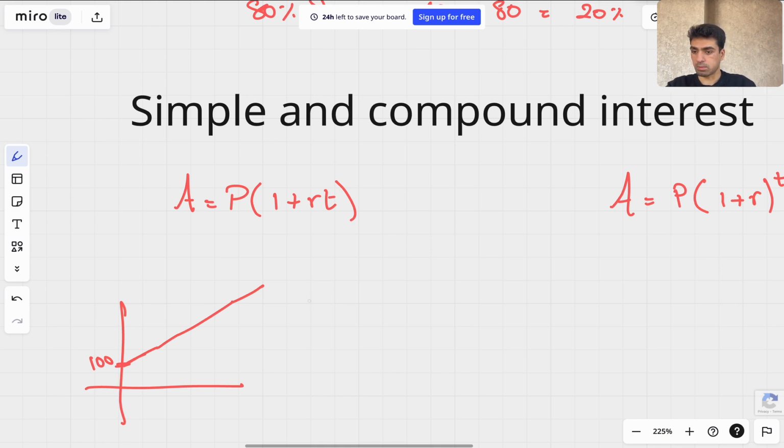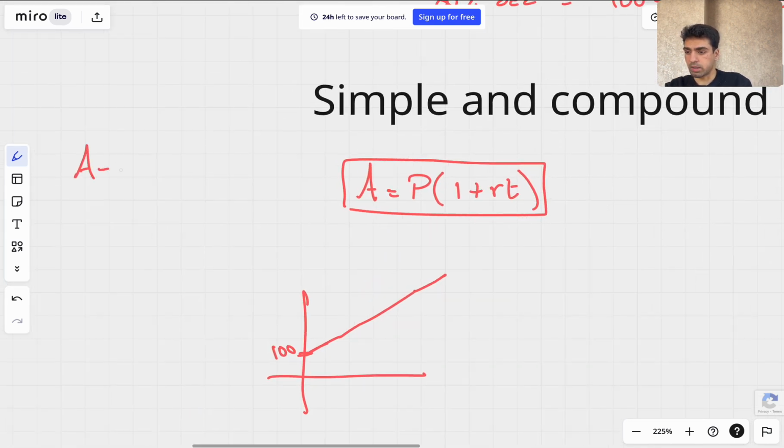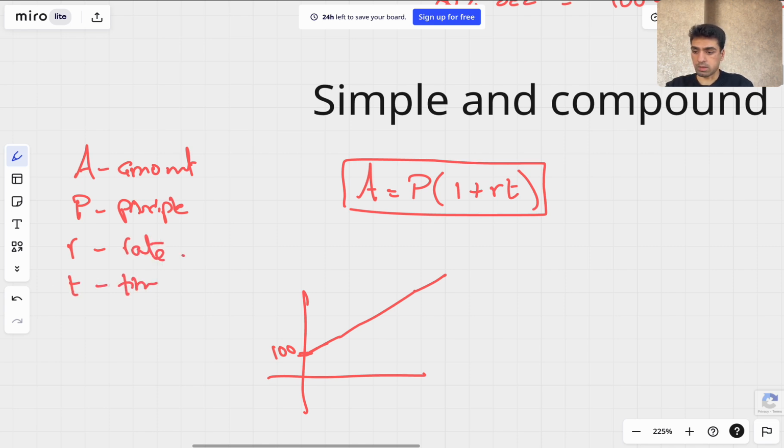So that's simple interest, and that's the formula. In this, A is the amount. A depicts the amount. P is the principal amount, that's what you're investing in the bank. R is the rate, so what percent you're getting, and then T is the time, how long it takes.